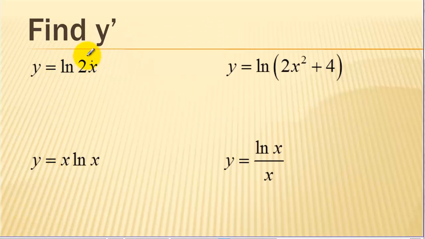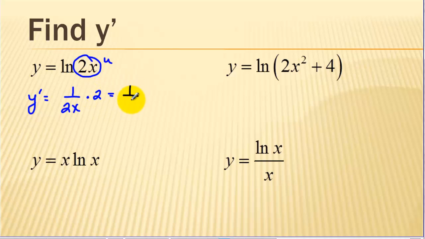So in this one, this is our u. So our y prime will be 1 over u, which is 2x, times the derivative of our expression, which would be 2, and that's going to simplify to be 1 over x.